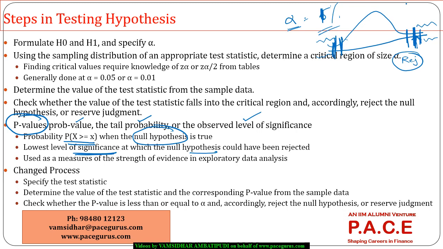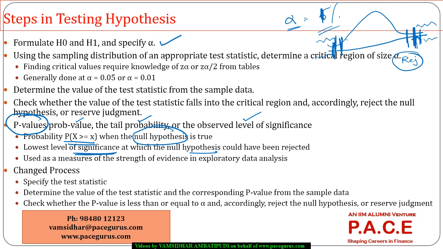And it is used as a measure of the strength of evidence. Given two different tests having two different p-values, the one having the smaller p-value is much stronger, much more reliable, compared to the one having a very high p-value. So when I am using the p-value method, my testing of hypothesis slightly differs.